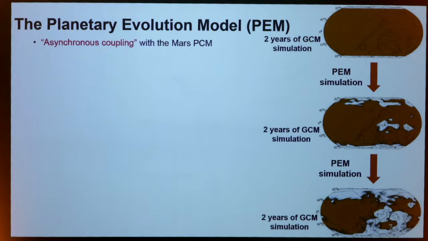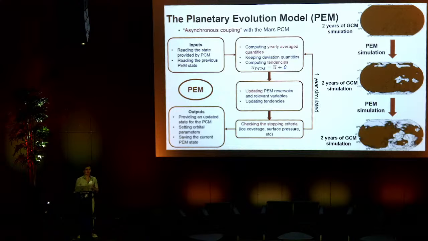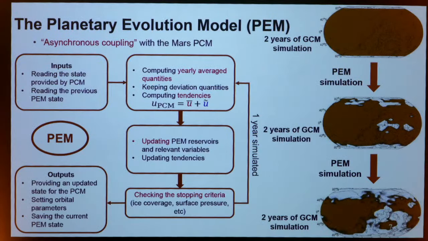And so what is that tool? The PEM, the Planetary Evolution Model. So the core idea is to make an asynchronous coupling with the PCM. So what we do is that we simulate 2 years with the GCM, and the PEM will take these 2 years to compute yearly average quantities and compute tendencies. And with that, it will update the yearly average quantities with its own model year after year. And it will run until some stopping criteria are met.